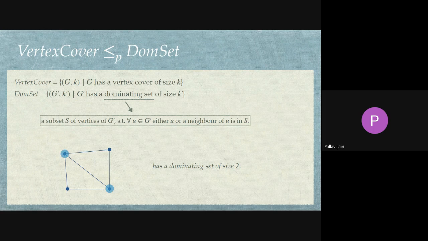Sorry, which one? Okay, sorry, I should have named it. Yeah, this one. Right, sorry, I missed it. Yeah, you are right. But okay, let me ask a more interesting question. Is every dominating set a vertex cover?